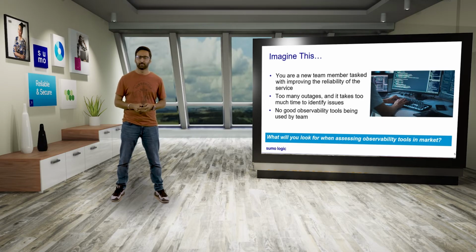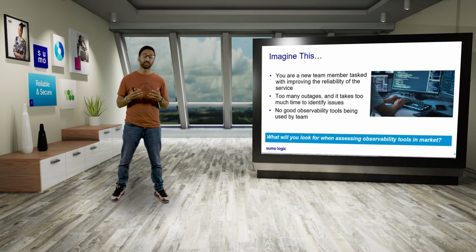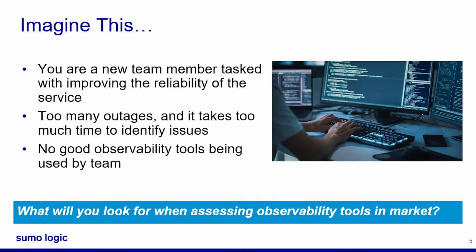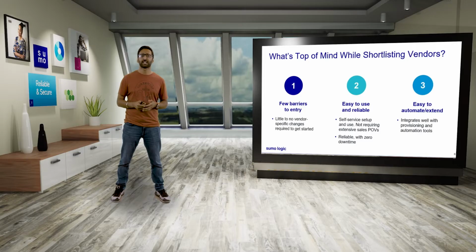So imagine this scenario. You've joined a new team that is managing a service with poor reliability, and you're tasked with helping improve it. The service is experiencing a lot of outages, and it takes your team a lot of time to identify and troubleshoot these issues. You quickly realize that one of the major contributors is the lack of an observability tool. And you decide to give a couple of vendors a try to see if that makes any difference. The question is, what will you look for when assessing the observability tools that are available in the market? This is exactly what we asked a lot of our customers, and here's what they told us.